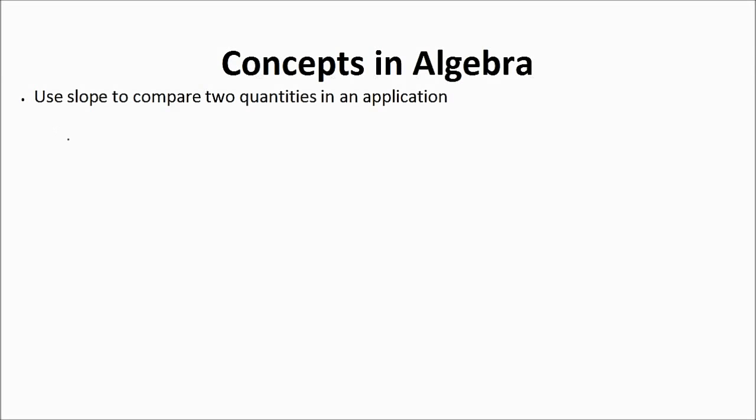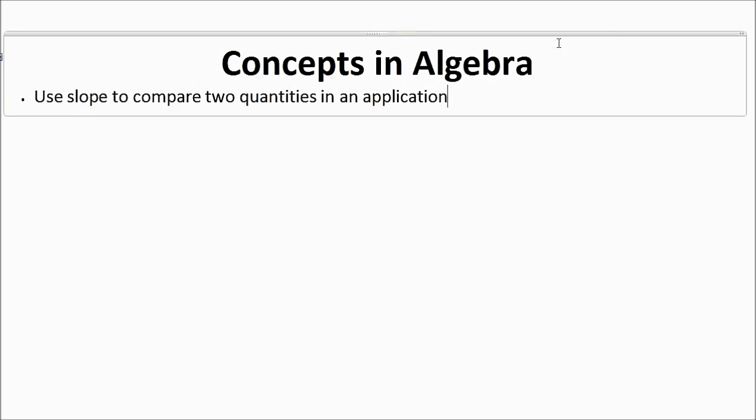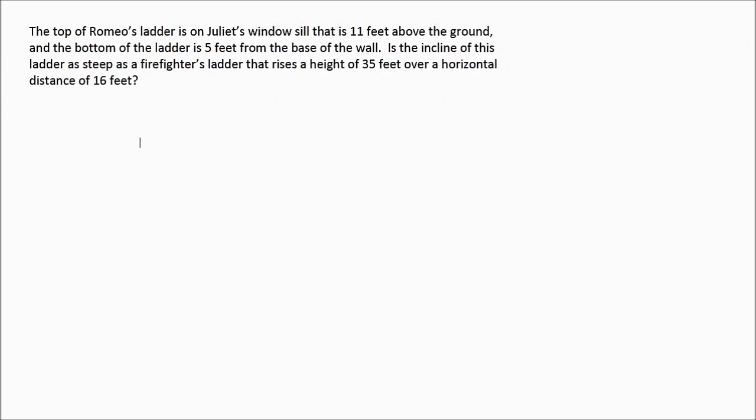In this video on concepts in algebra, we're just going to go ahead and take a look at using the slope to compare two quantities in some type of application. So let's go ahead and look at the application itself. The top of Romeo's ladder is on Juliet's windowsill that is 11 feet above the ground. The bottom of the ladder is 5 feet from the base of the wall.